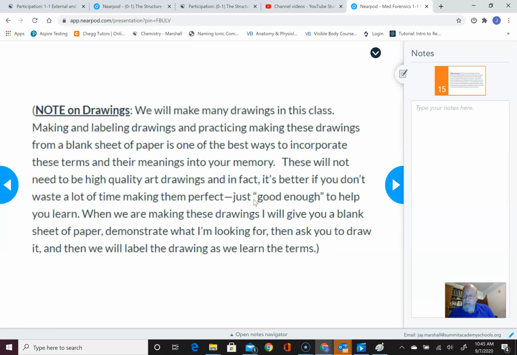Also, a note on drawings. We're going to make a lot of drawings in this class. Making and labeling drawings and practicing making these drawings from a blank sheet of paper is one of the best ways to incorporate these terms and their meanings into your memory. Okay? It's so easy to just sit down and practice by drawing these things. These won't need to be high quality art drawings, and in fact it's better if you don't waste a lot of time making them perfect, just good enough to help you learn. So when we're making these drawings, I'll give you a blank sheet of paper, demonstrate what I'm looking for, then ask you to draw it, and then we will label the drawing as we learn the terms.